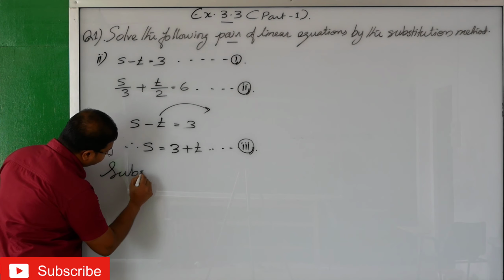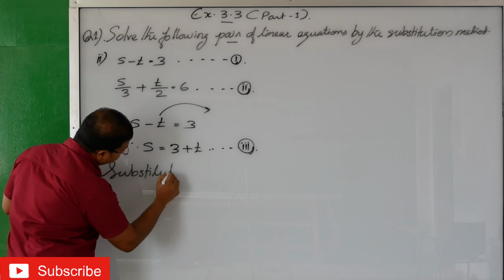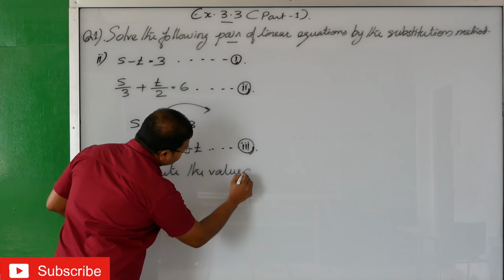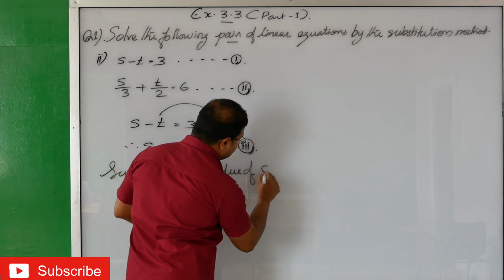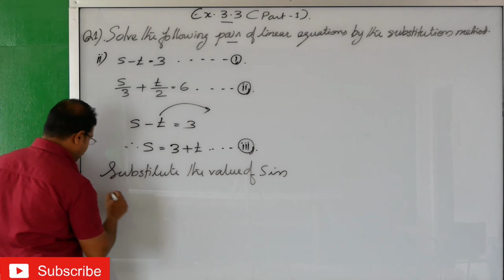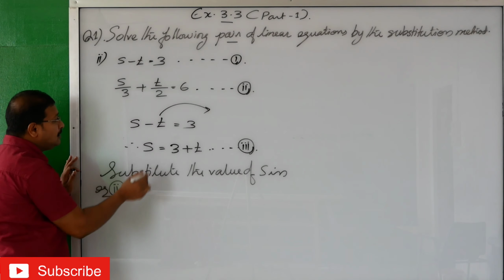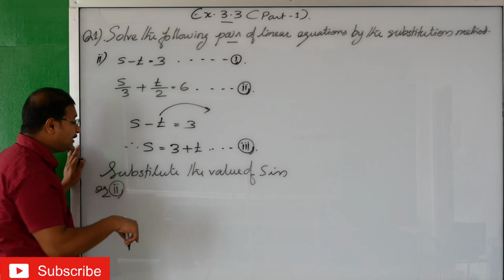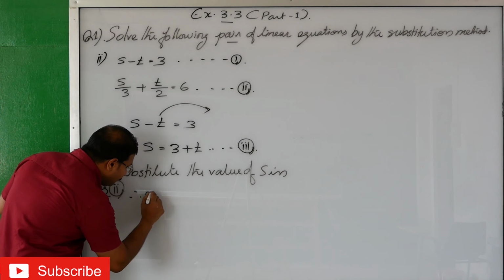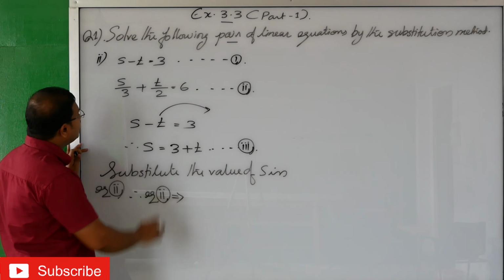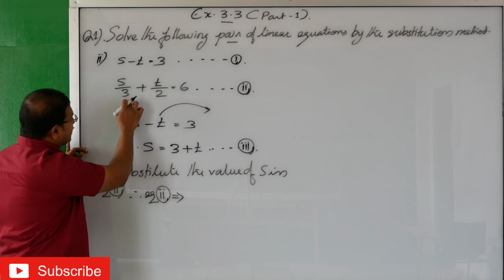Substitute the value of s in equation 2. We got it from equation 1, so we will put it into the second equation. Therefore, equation 2 implies s by 3. The second equation is s by 3.